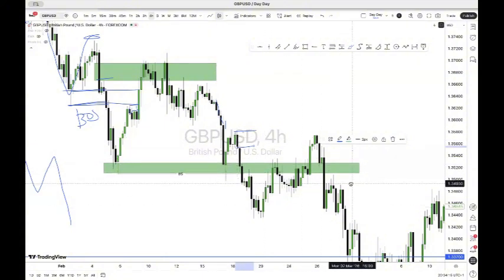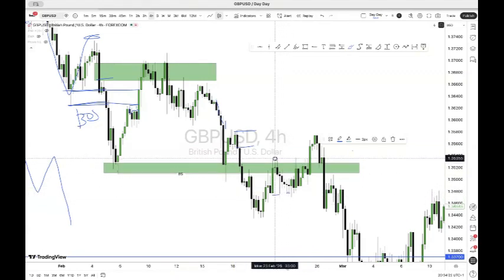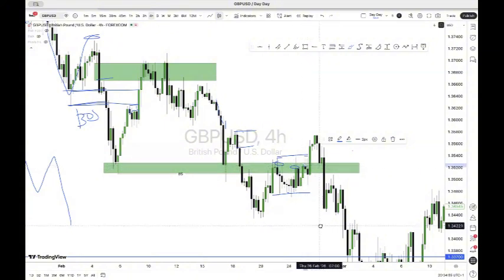So what did price do eventually? It induced buyers and also induced sellers at this point. So this became the internal structural liquidity here. Price allowed people to try to sell at this resistance. And then what eventually happened? It took them out, tapped into this other block here at 50%, and then price continued to sell downwards.